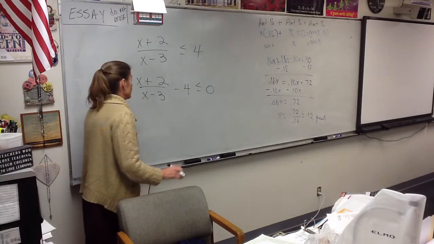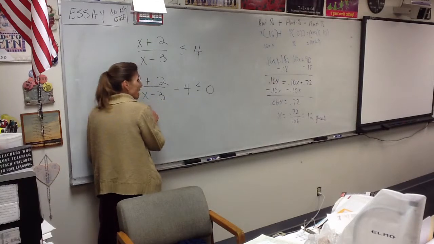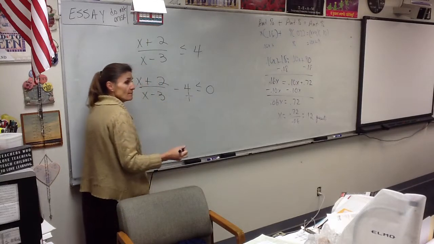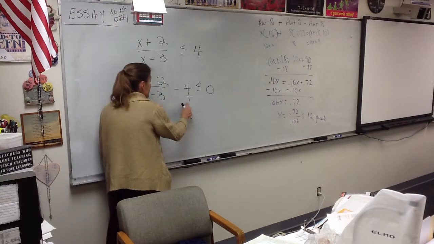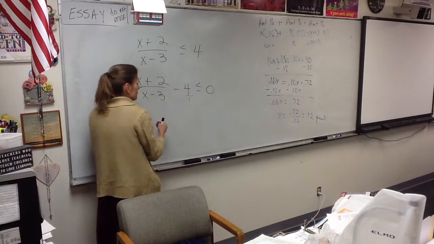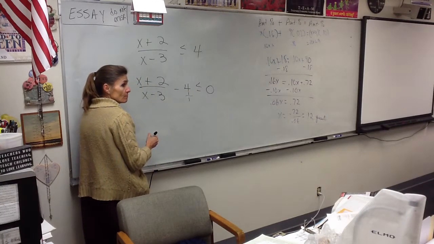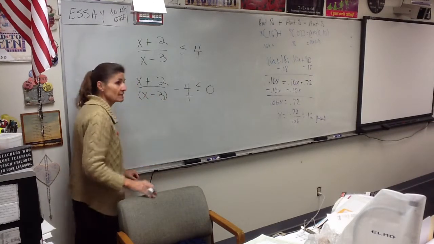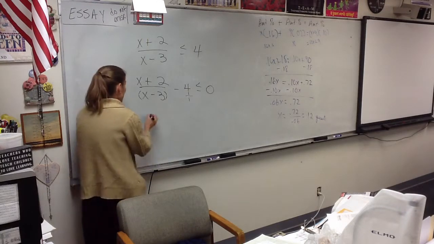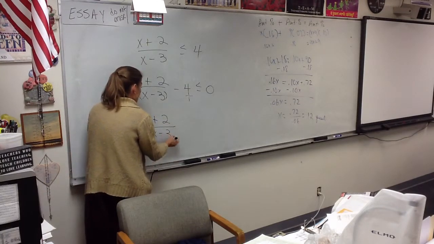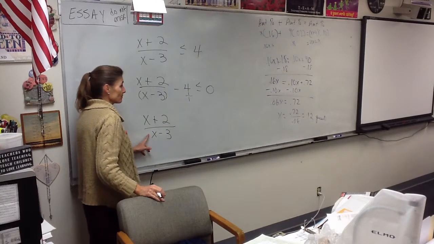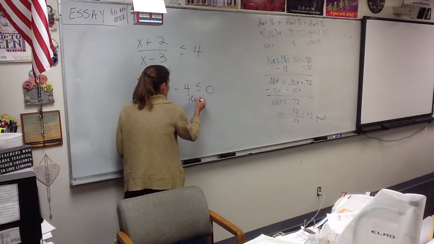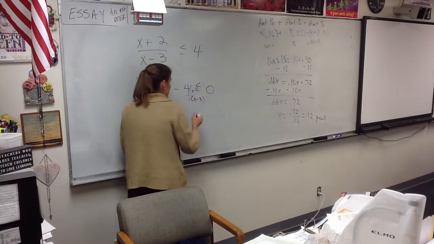Step 2, get a common denominator. Now, this doesn't look like it even has a denominator, but it does, right? 1. So we need to get a common denominator. This is a subtraction problem. The common denominator between x minus 3 and 1 is x minus 3. So this fraction already has x minus 3 as its denominator. This fraction needs it. So I am going to multiply the top and the bottom by x minus 3.